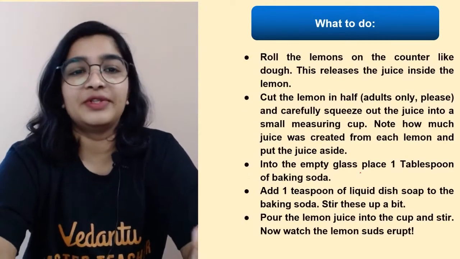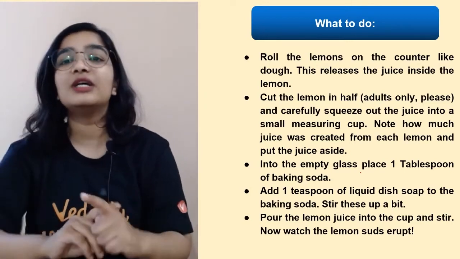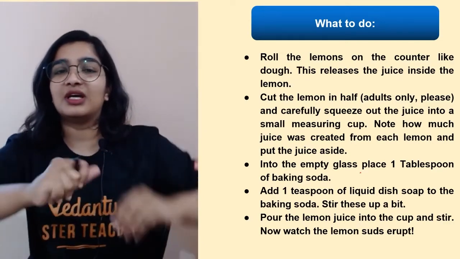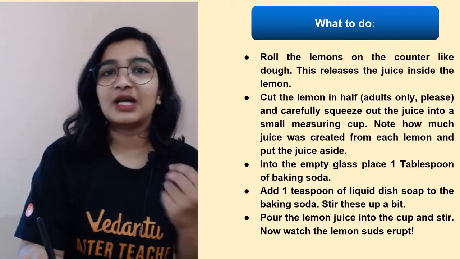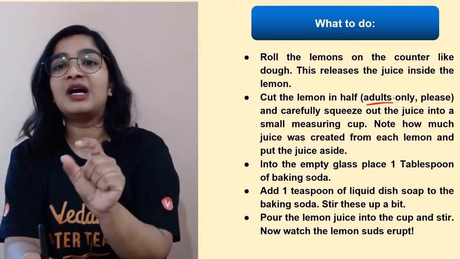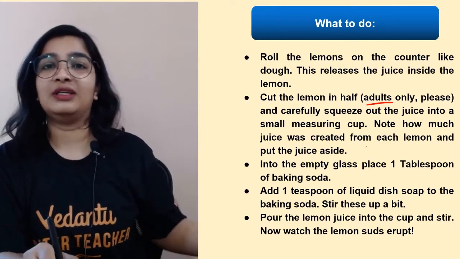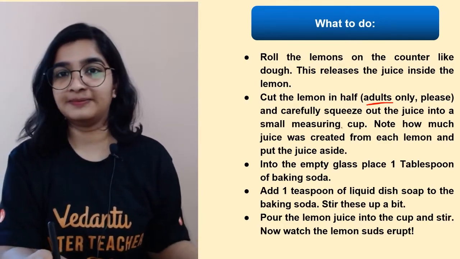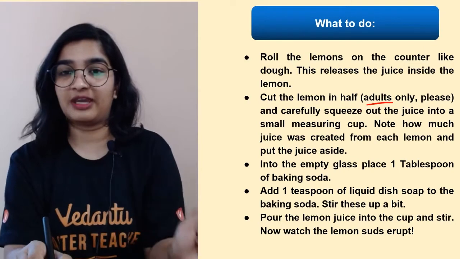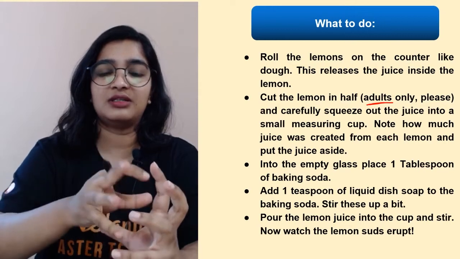So first, you can just roll the lemons on the counter, which we all usually do, so that the juice will be released. When you cut it into two pieces, you can easily squeeze out the juice. So cut the lemon, please, adults only. In this part, I want you to be with an adult, because it's a kind of exothermic reaction, so please be careful. Just squeeze out the lemon and collect the juice.